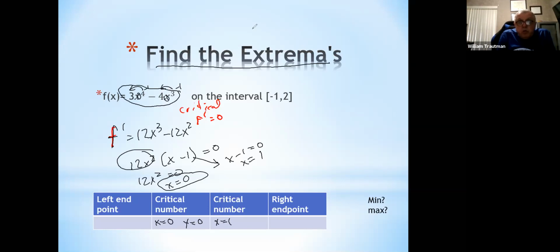What do we get when we plug 1 into there? 3 times 1 to the 4th is 3, 1 to the 3rd is 1 times negative 4. Would everybody agree I get y equals negative 1?